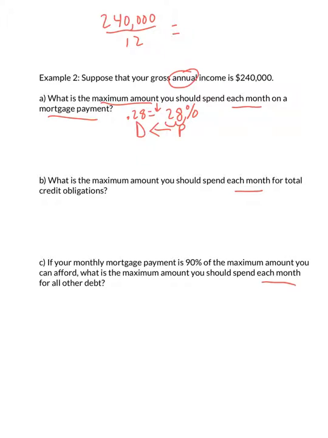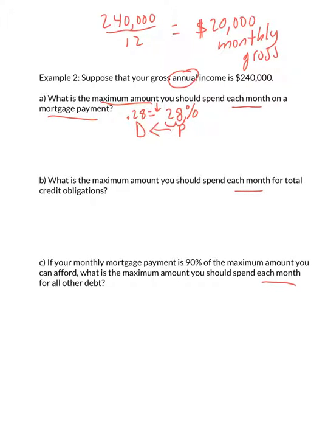240,000 divided by 12 means that their gross before taxes each month is $20,000. Nice. So $20,000, there's their monthly gross, and we're going to use that in these calculations.